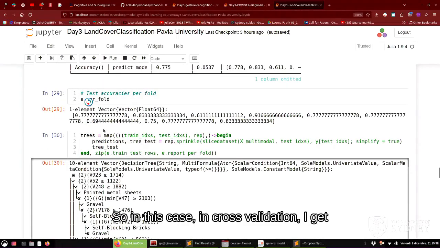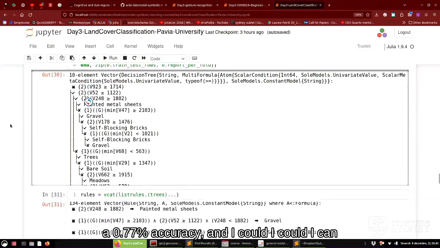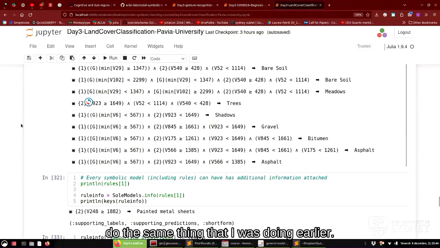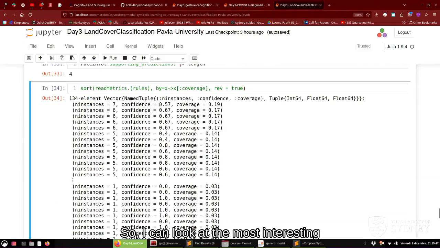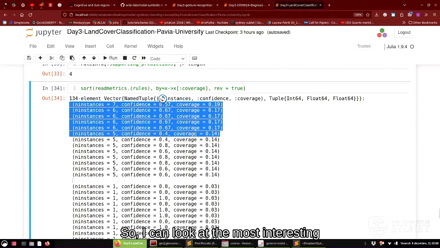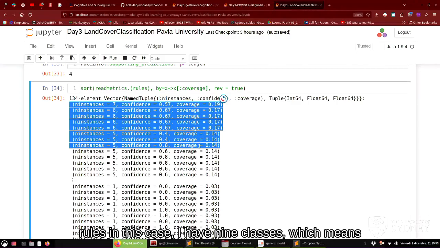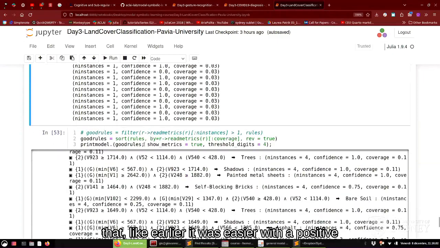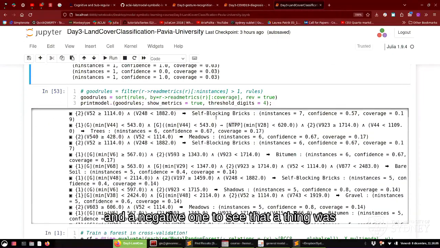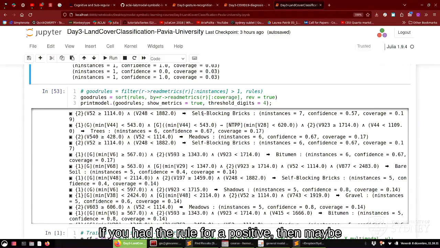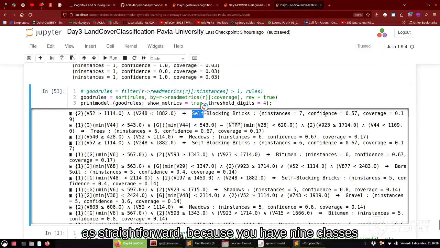So in this case, in cross-validation, I get a 0.77 accuracy, and I can do the same thing that I was doing earlier. I can look at the most interesting rules. In this case, I have 9 classes, which means that, like earlier, where it was easier with a positive and a negative class to see that a thing was true. If you had the rule for a positive, then maybe a part of it was false in a rule for a negative. Here it's not as straightforward because you have 9 classes.